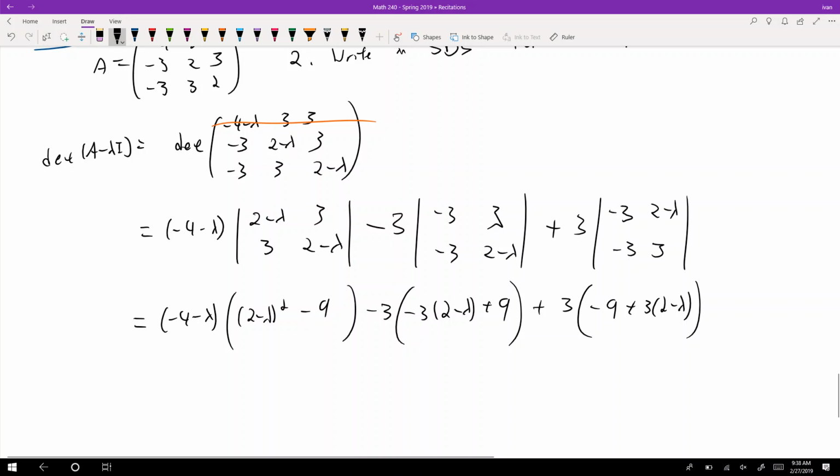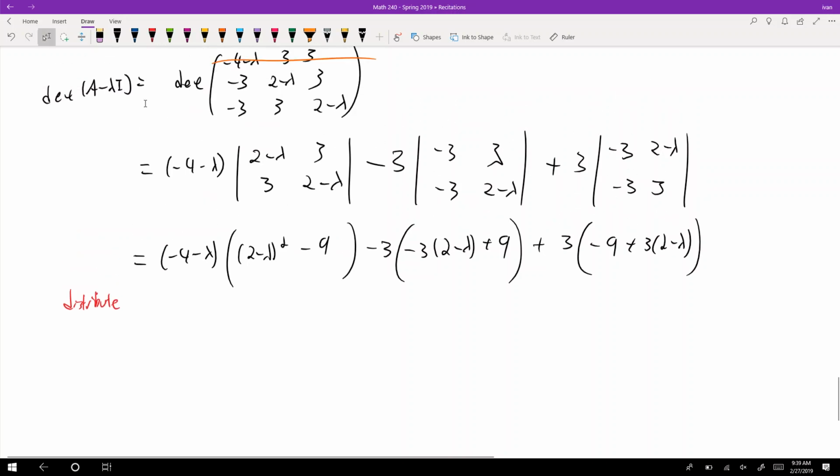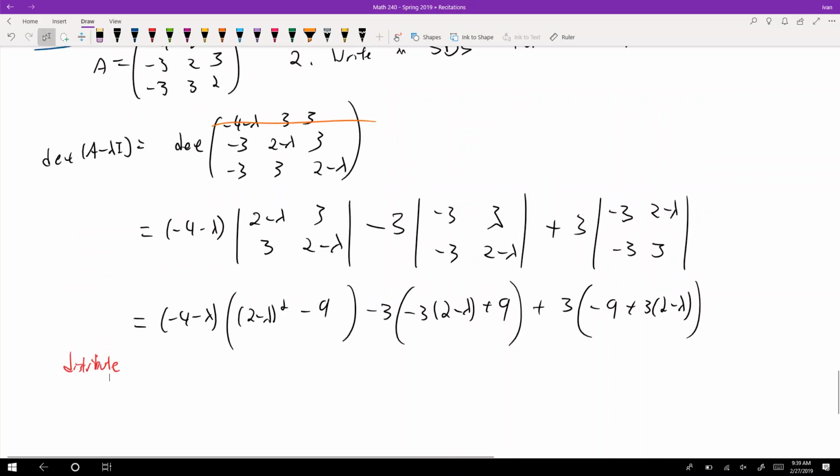If you don't know how to factor cubic polynomials, like me, you can just play around with this expression until you get a linear term and a quadratic term. All right, and so that's what we're going to do here. So first I'm going to distribute. Right, so let's distribute.